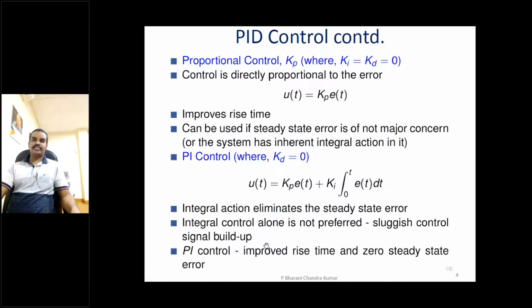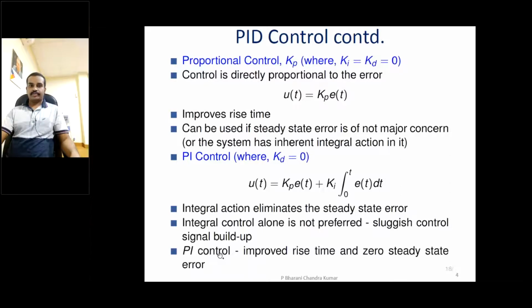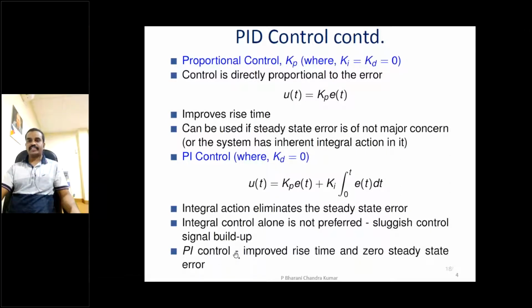So in general, that's why we are using the combination of proportional as well as integral. That means Kp and Ki together, and we call it PI control. So it has the benefits of the proportional control, that means improved rise time, and the zero steady state error. So it completely eliminates the steady state error as well. So the benefit.